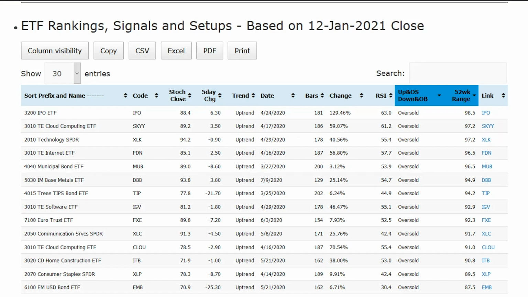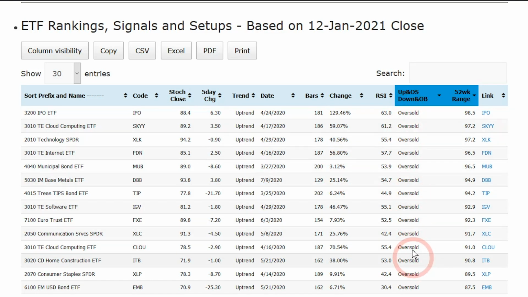So at trendinvestorpro.com, I do keep an ETF rankings, signals, and setups table. And this has 117 ETFs. And I track trends, uptrends, the date of the uptrend, the number of bars, and the percentage change. And when you're in that uptrend, you're looking for pullbacks along the way. And the way we define or find those pullbacks is to look for short-term oversold conditions. And that's what this column here does.